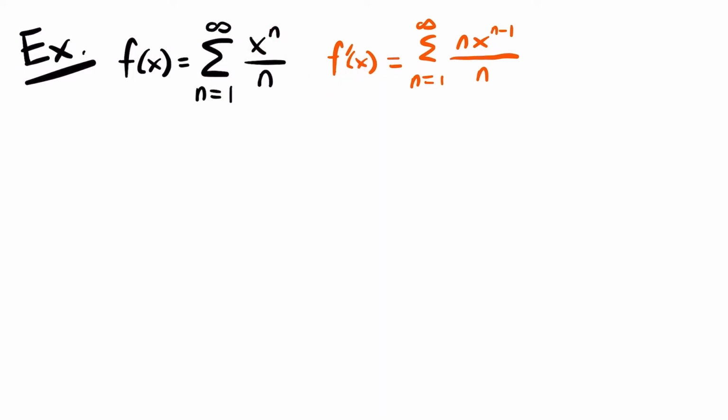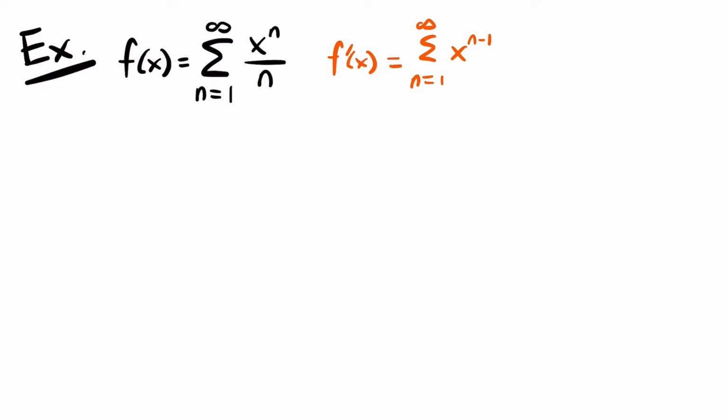Okay? So this is our derivative, but note that there is some cancellation that's going to occur here. We have an n in the numerator and denominator, and so our derivative is just the sum from n equals 1 to infinity of x to the power of n minus 1. So I'm going to rewrite this. We're just going to have x to the power of n minus 1. This is our derivative of this power series.